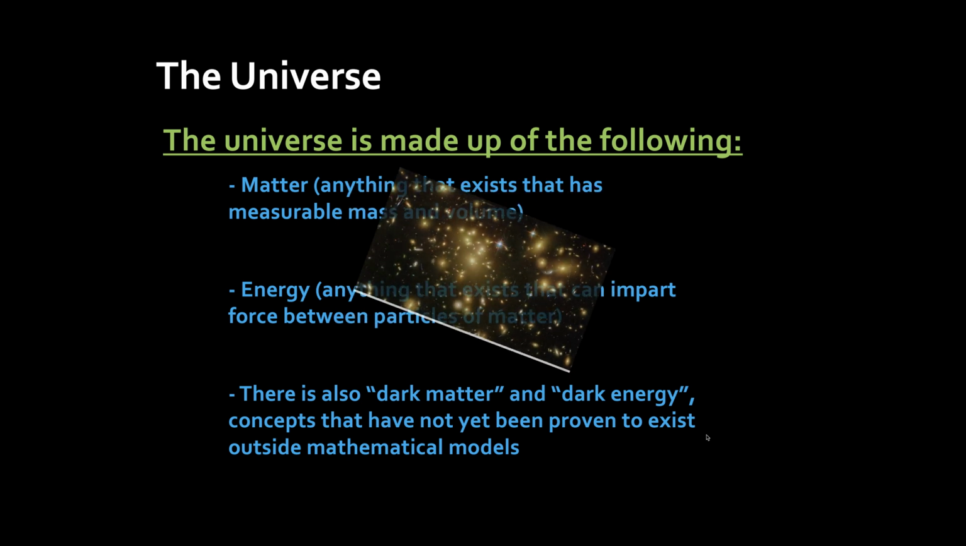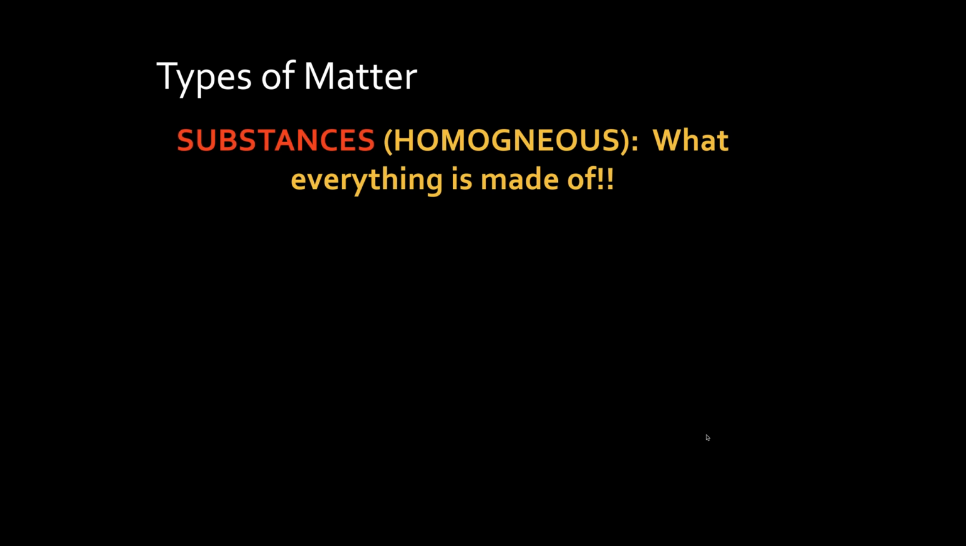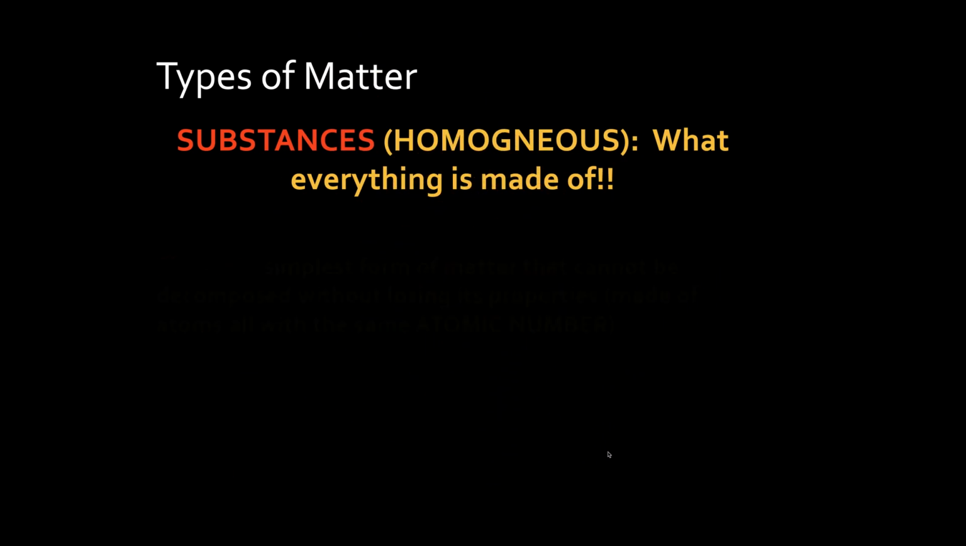Now, types of matter. Like we said, there are substances which are homogeneous. They're what everything is made out of. These would be a representation of atoms of gold. You can see the homogeneous composition because no matter where you take your sample from, here or here or here, the composition will be identical because all you have is one kind of atom or possibly one kind of molecule.